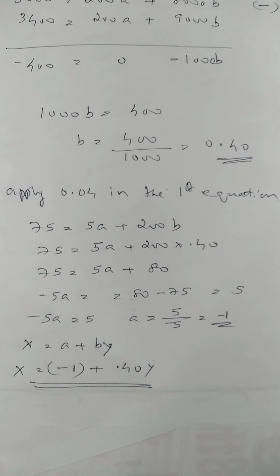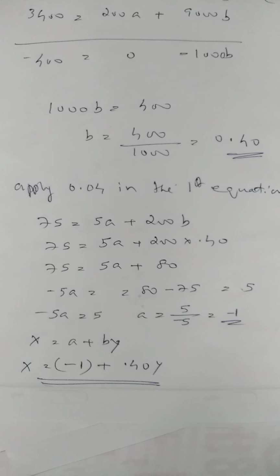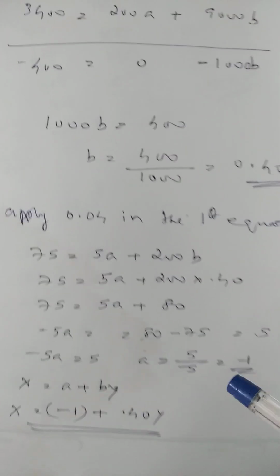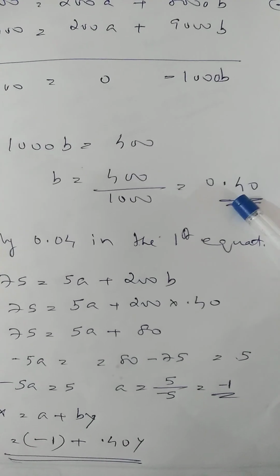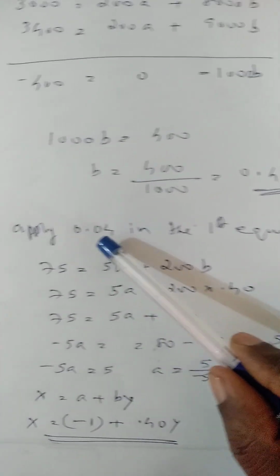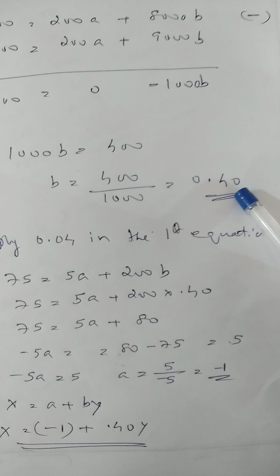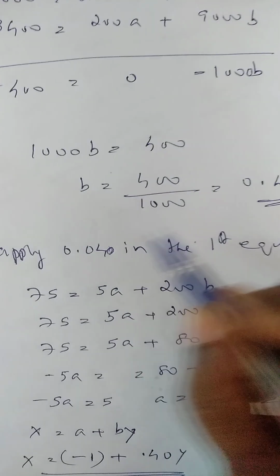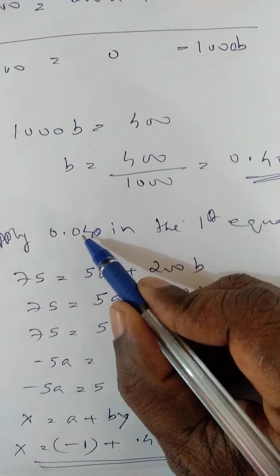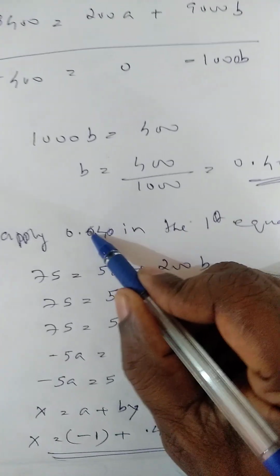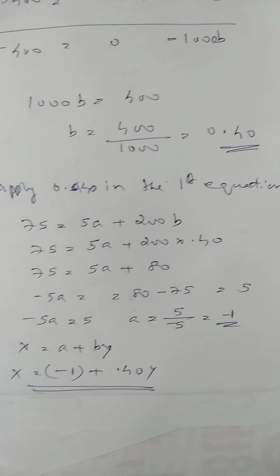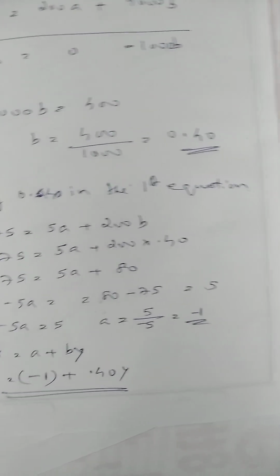Now we are continuing to find out a regression line of y on x. In the last video, there is a mistake. Actually the value of b is equal to 0.40, but I wrote it as 0.04. Actually it is 0.40. So now we move towards the regression line or regression equation of y on x.